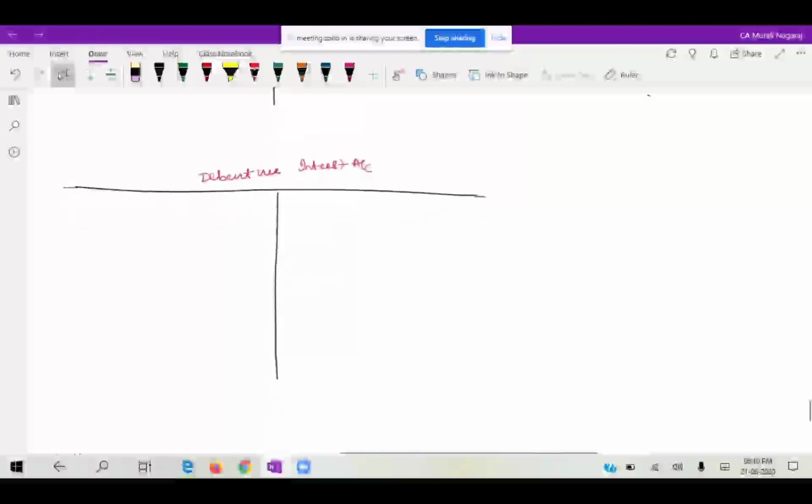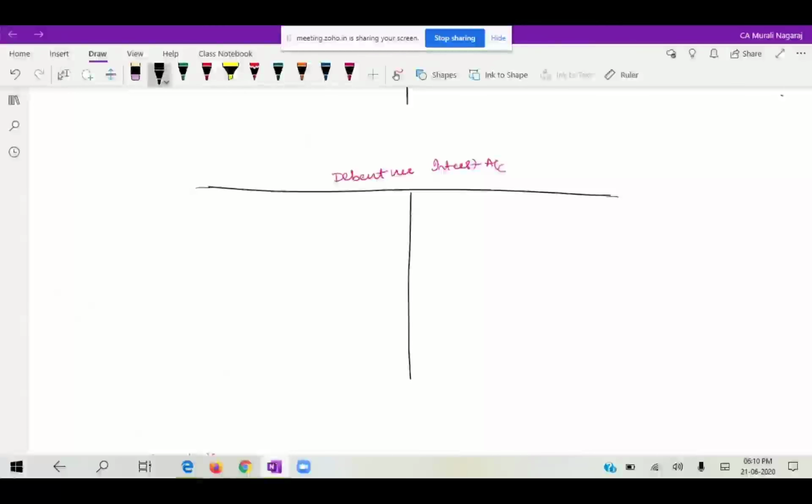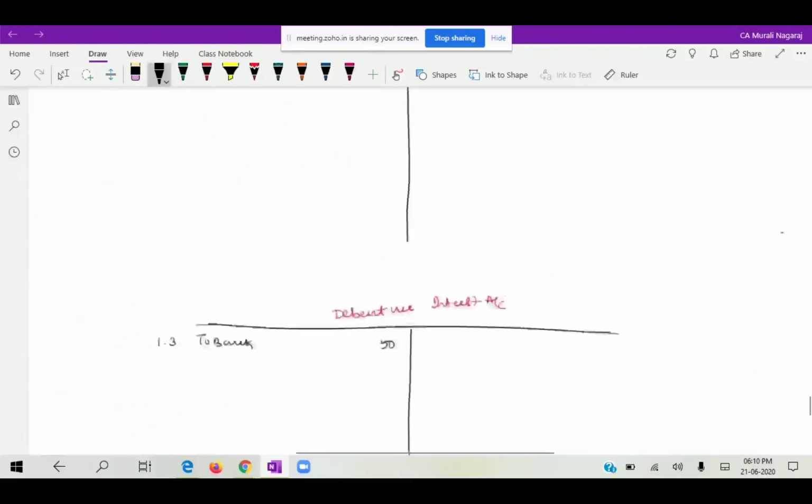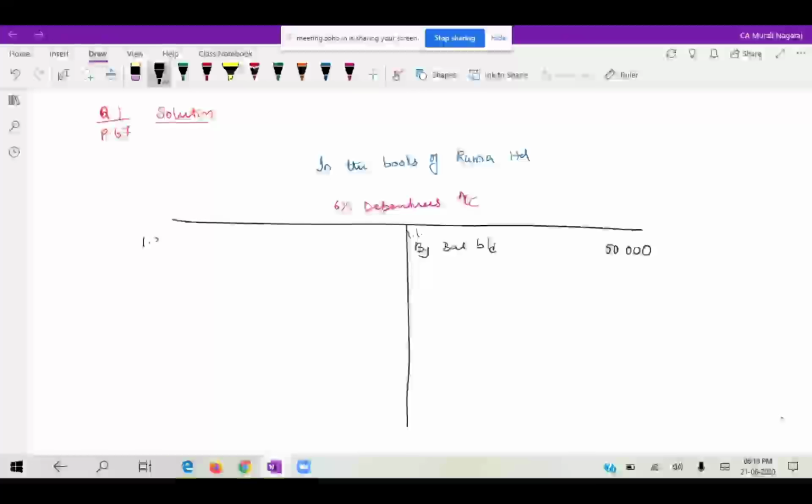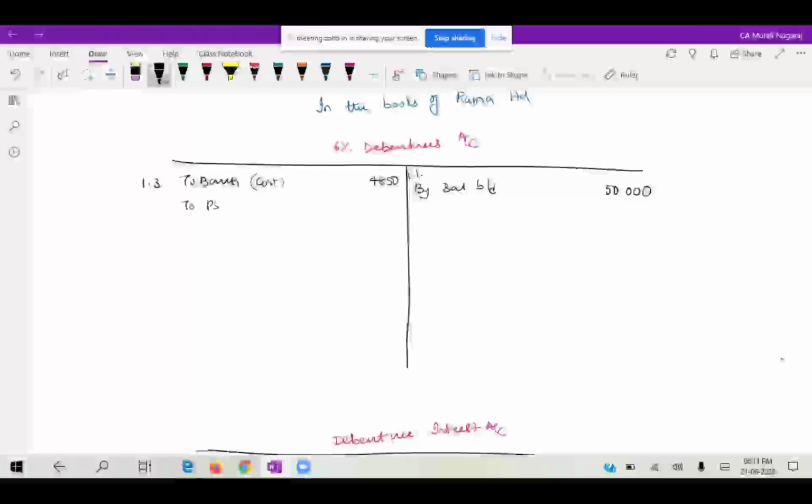Therefore, look out here, in the debenture interest account on 1/3 to bank, 50 rupees is the broken period interest. Then in the debentures account on 1/3 to bank, this is the cost of purchase 4,850, and to P&L it is profit on cancellation. Since it is immediate cancellation, I have cancelled directly 150. So total 5,000 worth of face value has been cancelled.